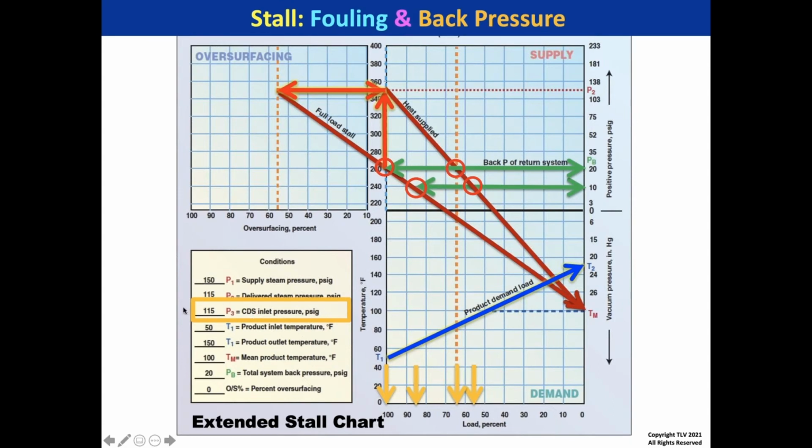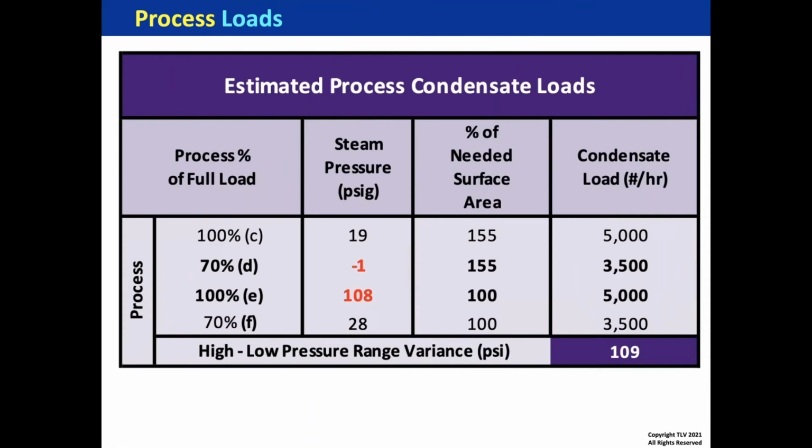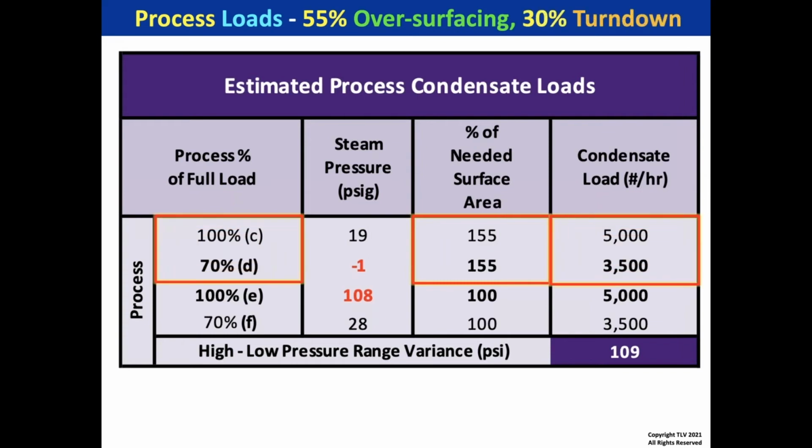But I'm going to change this P3 pressure now to 108 psi, which is going to reflect the pressure drop through the reboiler. Watch what happens. Here we're looking at estimated process condensate loads with a range of 70% to 100%. And we're dealing with 55% of oversurfacing.